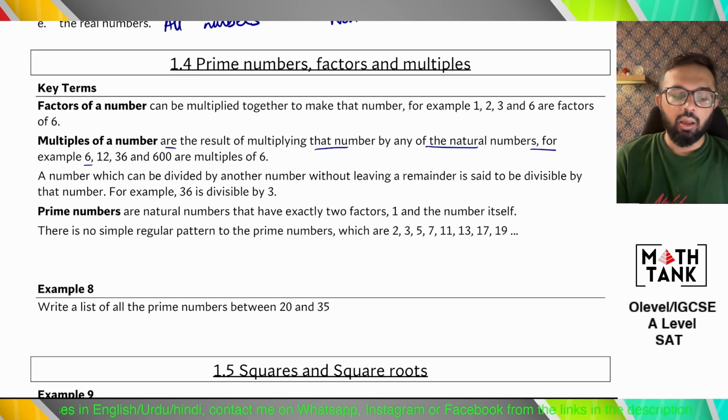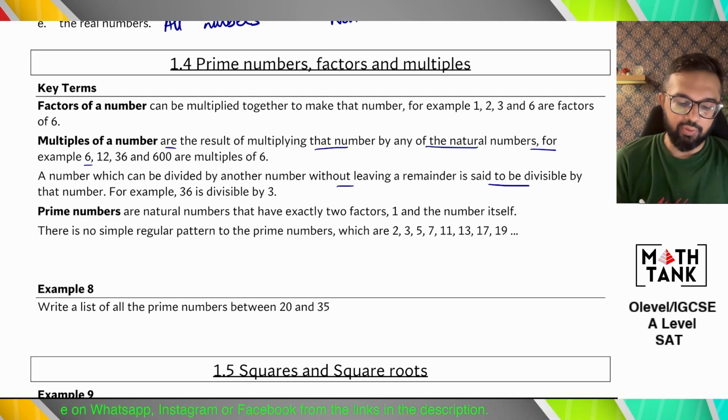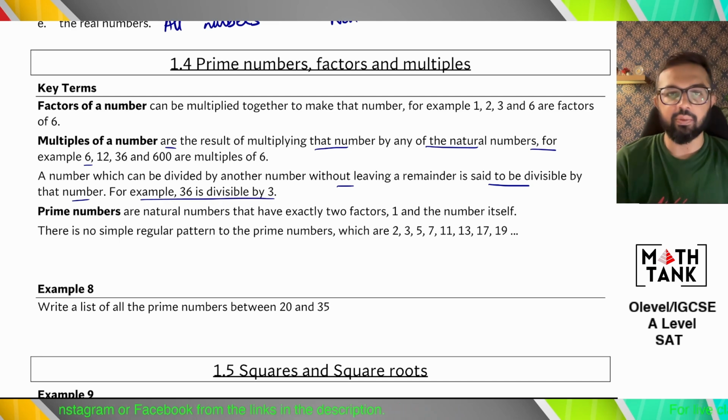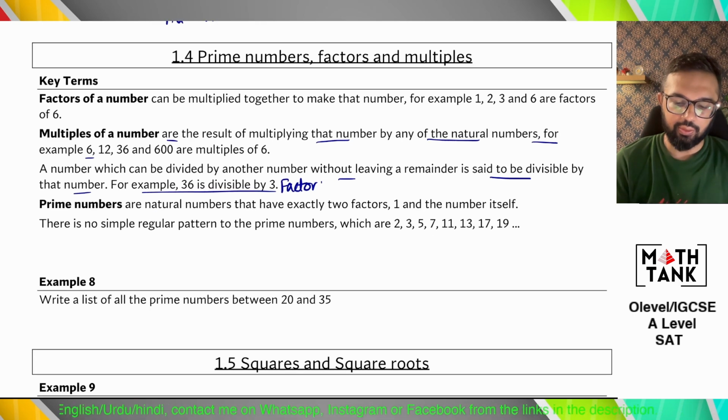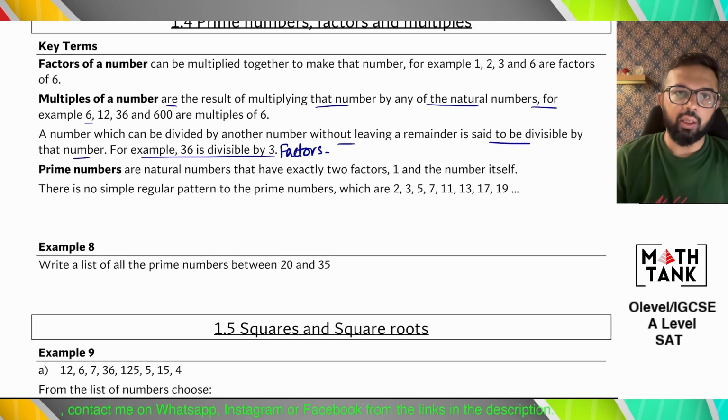Okay, a number that can be divided by another number without leaving a remainder is said to be divisible by that number. For example, 36 is divisible by 3. This is the same definition as the factor of a number. Sometimes you are told about divisibility, and that's what I want to emphasize here. Factors.